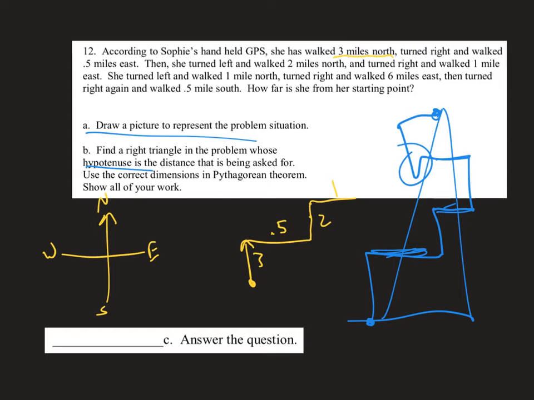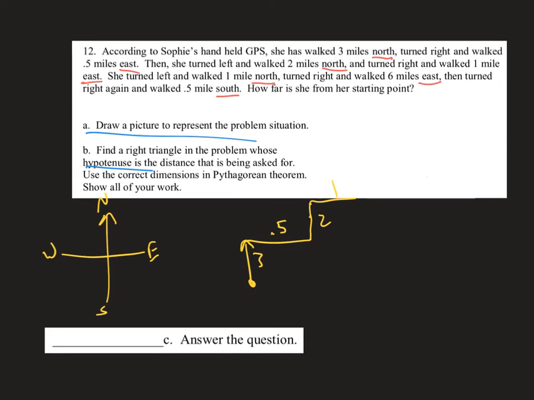If you look back, and I apologize, I might have gotten a little overzealous with the blue there. If you look back, you'll see that she's just gone north and east and north and east and north and east and one south. And south would just be a correction or a subtraction from north. So at the end of the day, she's only gone this way and this way, this way and this way, and then there's going to be some sort of correction.